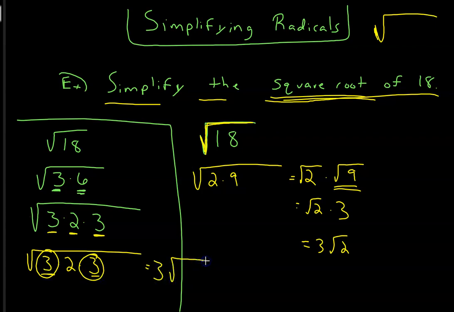Underneath the radical, the only number that's left is a 2. So we'll get the answer, 3 square root of 2. Same answer we got here, you added a step though, but you'll still get the right answer. So if you don't know the perfect squares, I suggest you break the number down to be all prime numbers, and then look for all the pairs.